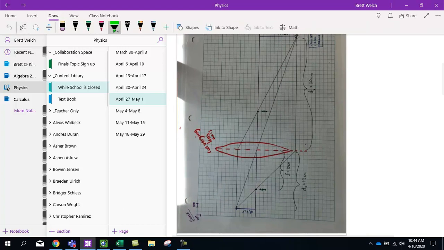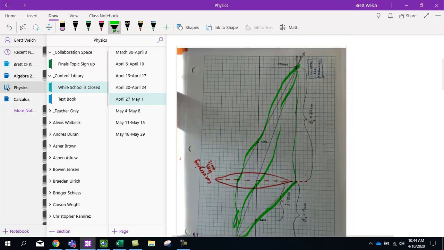Object right down here. The first ray of light comes out. I'm going to go parallel, hits the axis, and goes through the near focal point. The next ray goes through the far focal point. It goes through the near focal point on this one, and then comes out parallel to the axis. And the third one goes straight through the diagonal through the center.